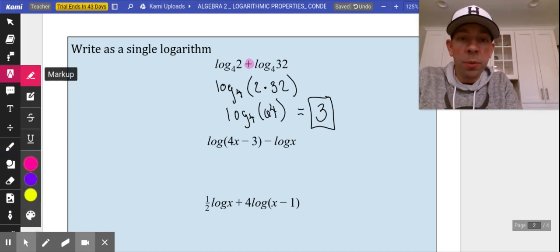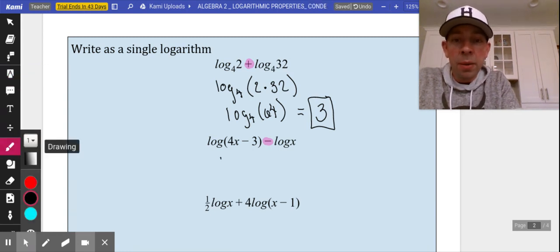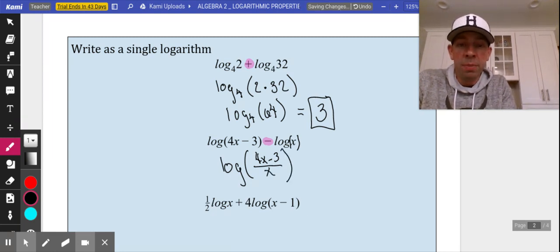In our next example, we're seeing subtraction, so we're thinking quotient rule. We're going to go log. We got a common log here. And we'll go 4x minus 3 as the numerator. And then we've got this x right there as my denominator. And that's as far as I can go with that expression.